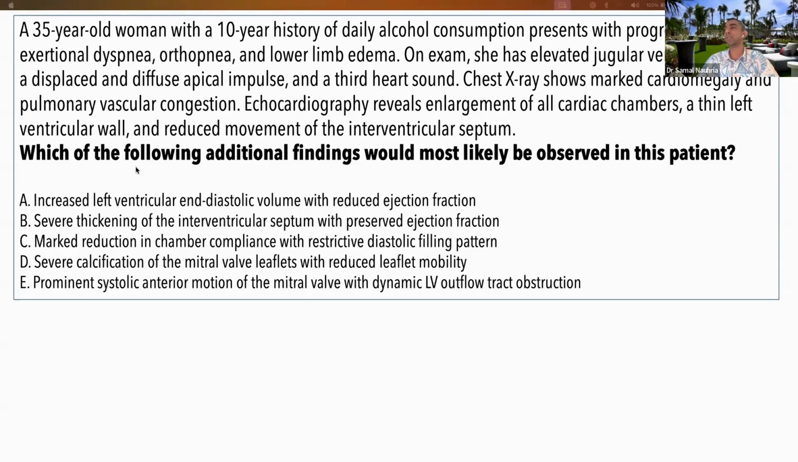The question is, which of the following additional findings would most likely be observed in this patient? Now, this is becoming a little difficult. What has happened here is that a history of alcohol is given to us. So, fairly young, a 35-year-old with a 10-year history of alcohol use. Alcohol is another thing that can lead to a dilated cardiomyopathy.